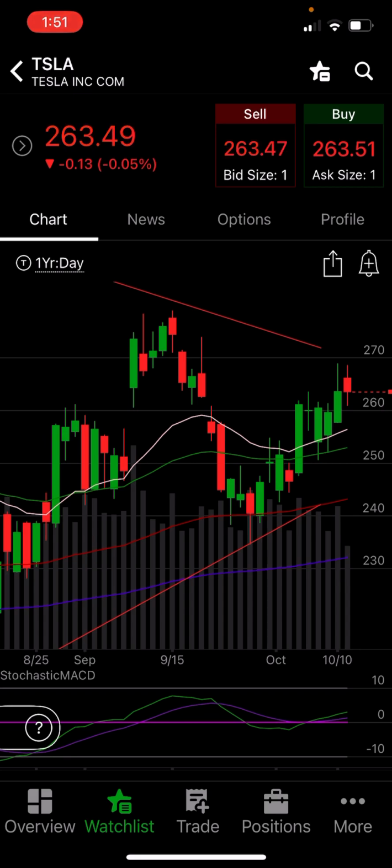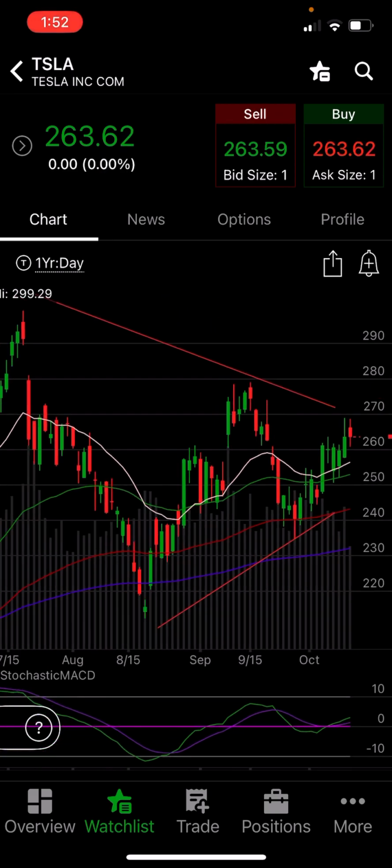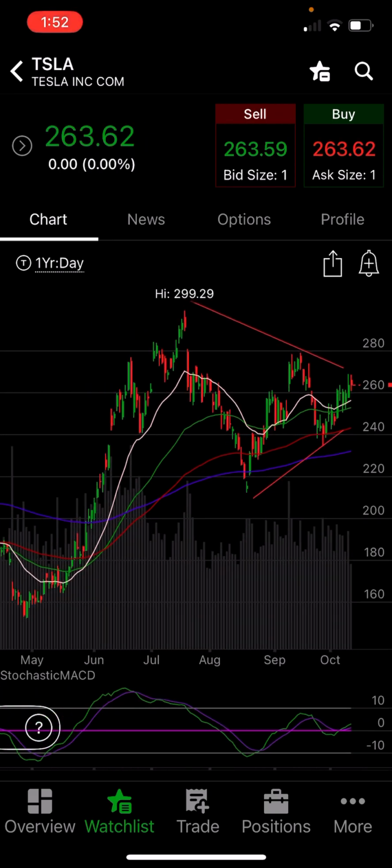We'd like to see TSLY come back down to maybe that 250 area, or the 20-period moving average or the 50-period moving average, and maybe show some support there. That would be the time to average in on your TSLY positions. Let's take a broader look here at TSLY.